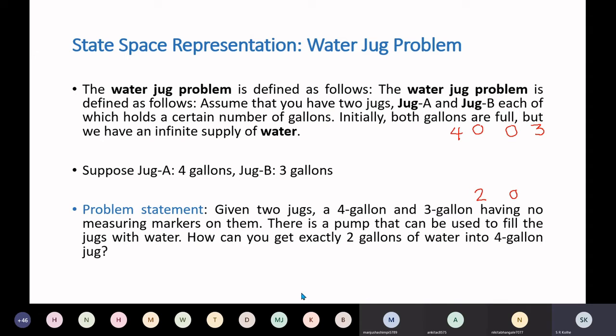Anybody can give me an idea? There is a pump with which you can pour water into the jug. Unless we are able to solve this problem manually, logically, you will not be able to find a technique that can be used for solving that problem on a computer. So at least initially we must know how to solve it ourselves.